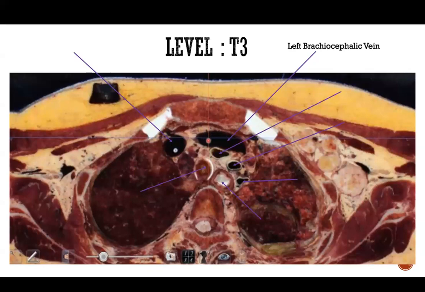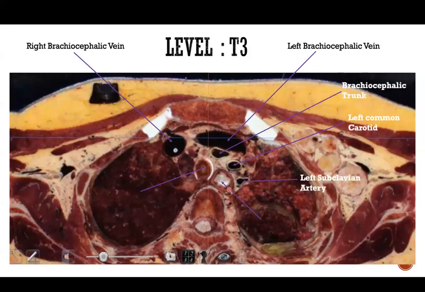Because we're right behind the sternum. And what do you guys think this is? Right brachiocephalic vein. And these are the arteries. Okay. And is this the esophagus or the trachea? What do you think? Esophagus. Esophagus, excellent. Why? Because it's the most posterior.